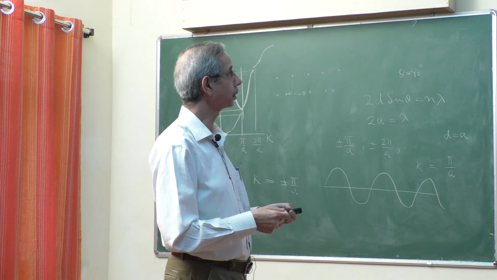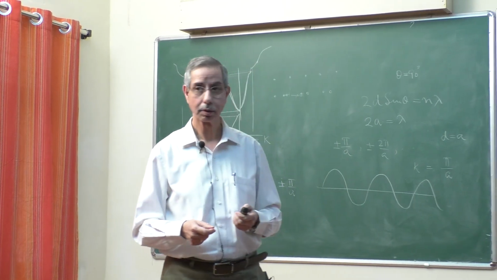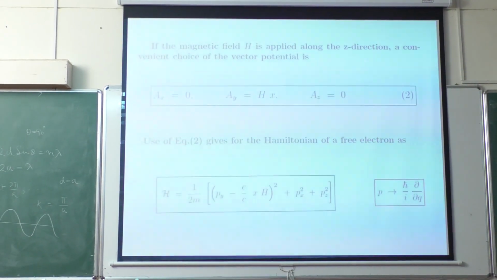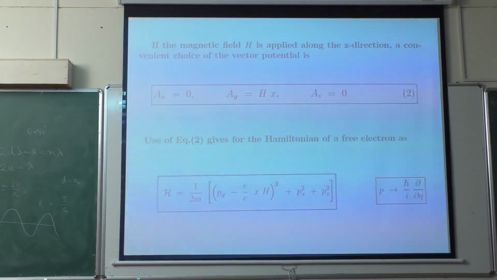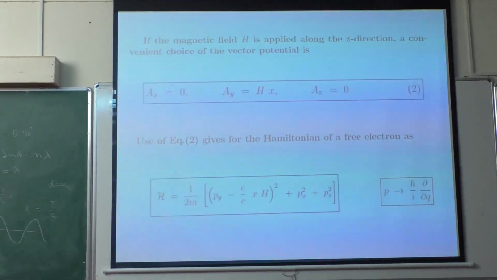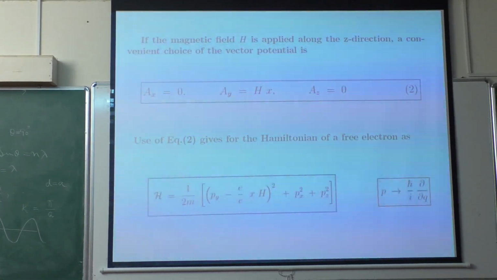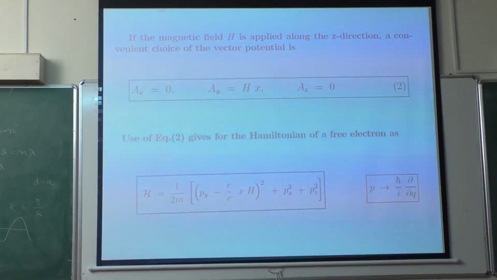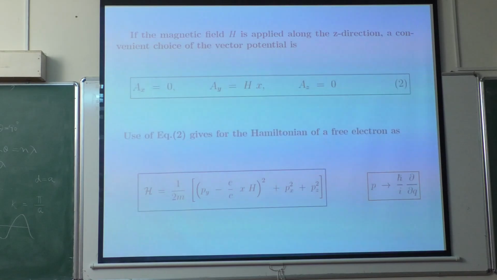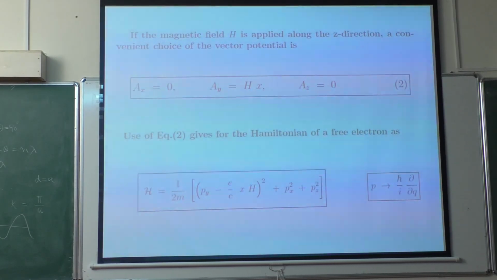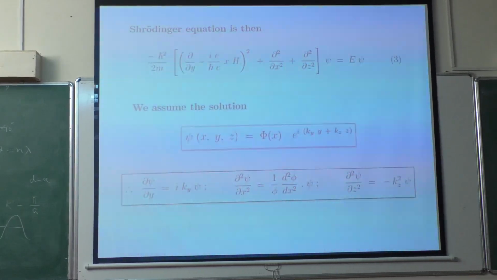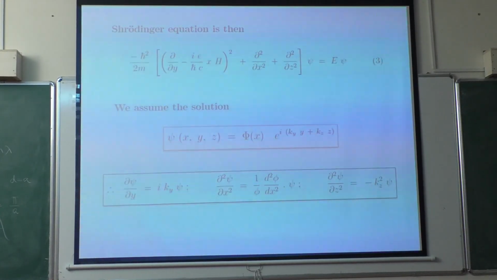Now this vector potential, we make a choice like we did last time, but a slightly different choice than I had shown you earlier. So we make this choice: Ax equal to 0, Az equal to 0, Ay equal to Hx. Then the Hamiltonian can be written in this form. These are just algebraic steps. So you can write the Schrodinger equation this way.